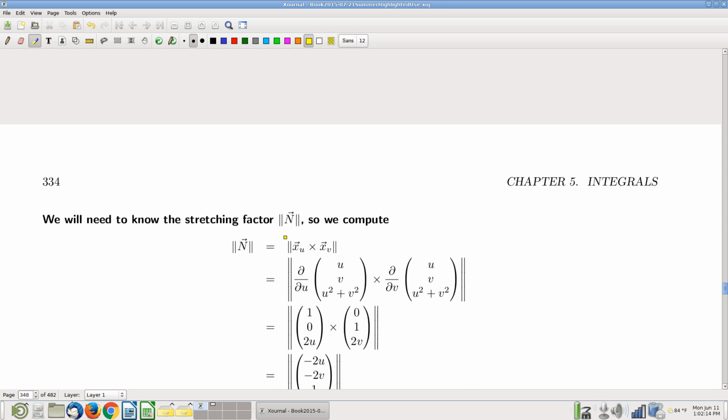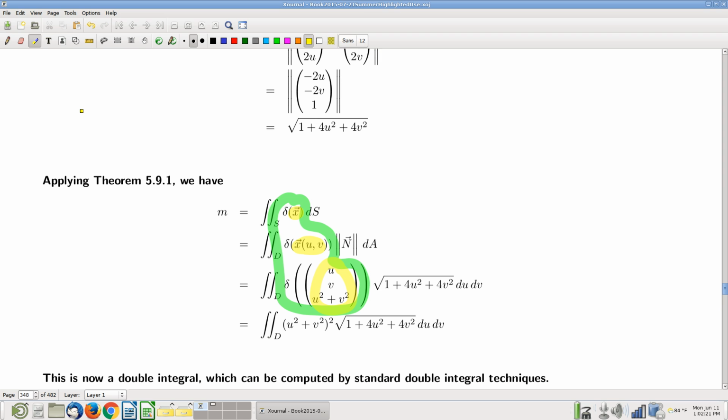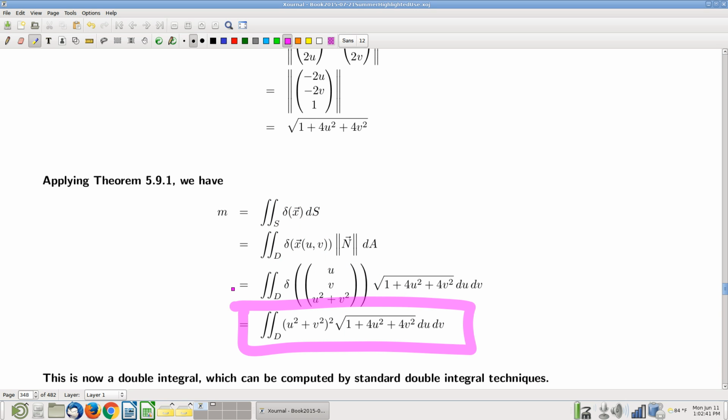Right, from the previous page, let me just remind you. There's the parameterization that we came up with. So plug that in. The stretching factor, you'll see right there, the stretching factor that we just computed. And now we have, as promised, a plain old double integral. And this can be computed by methods from earlier in this chapter, because the domain here is nice. The domain is just whatever the pullback domain was.